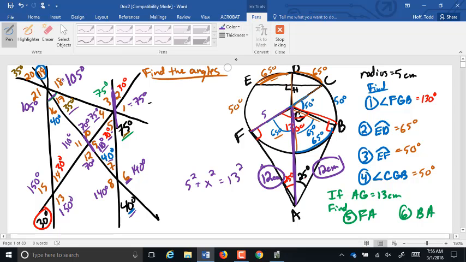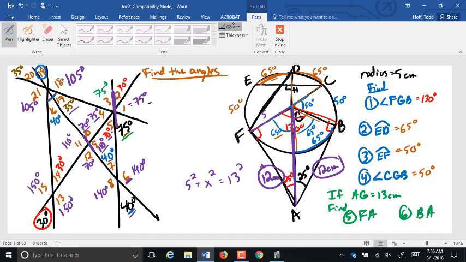Now I'm going to add a line here, just for fun. We're going to add that line. What does this angle here have to be? 32.5. You got it. This is a 65-degree arc. That angle being inscribed has to be half of that arc.